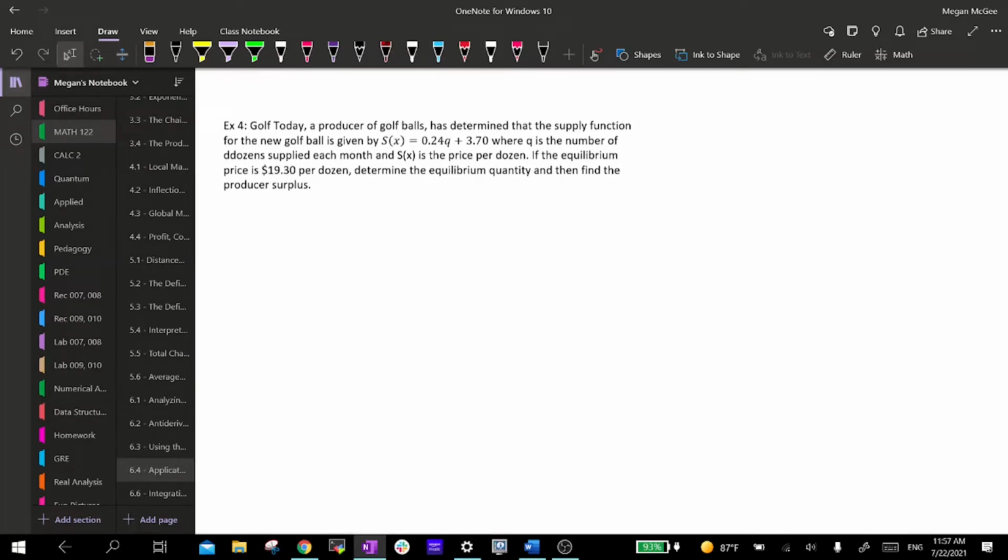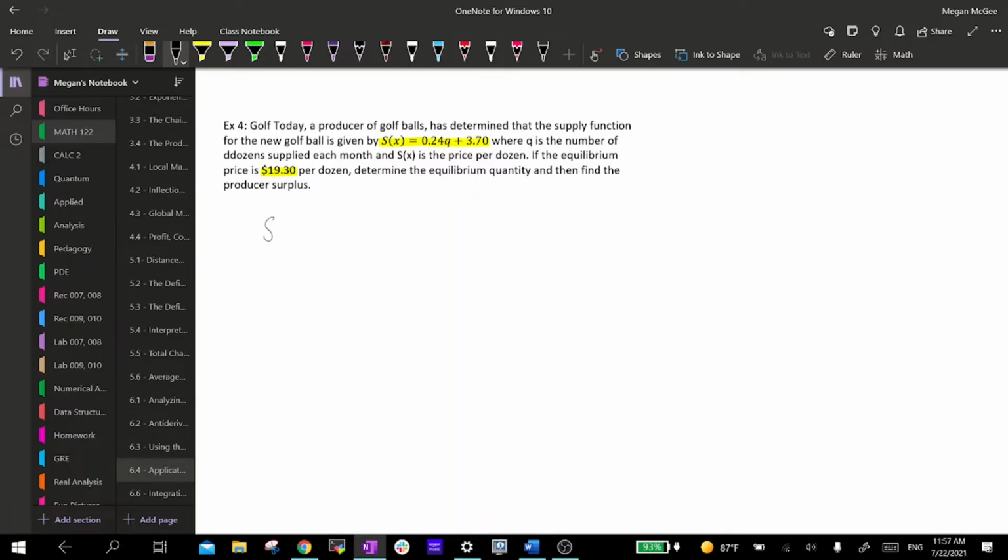A company called Golf Today, a producer of golf balls, has determined that the supply function for the new golf ball is given by this function here, where Q is the number of dozens supplied each month and S of x is the price per dozen. If the equilibrium price is $19.30 per dozen, determine the equilibrium quantity and then find the producer surplus.